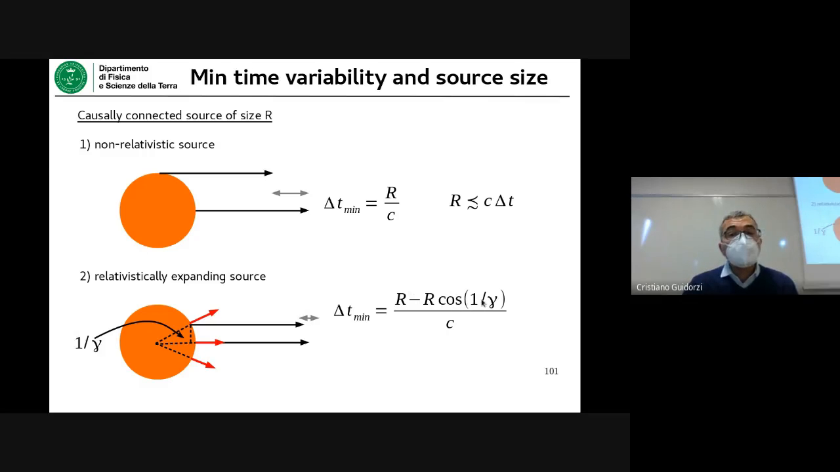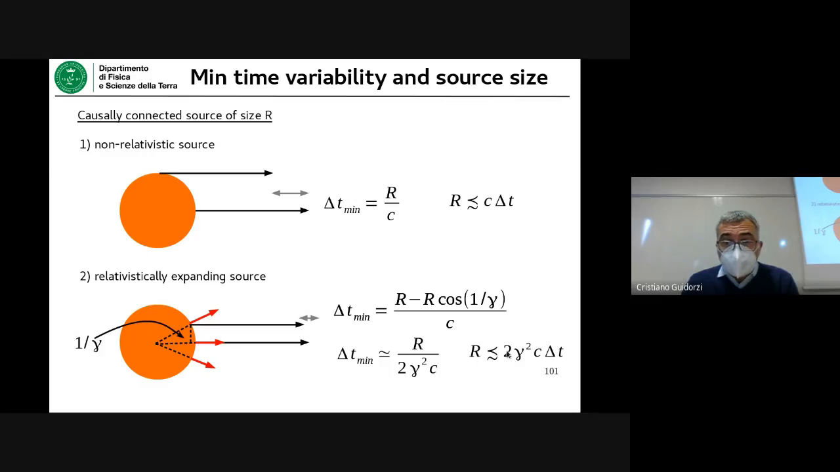But now you see, when gamma is large, you have the cosine of a very small quantity, so you can Taylor expand. The cosine becomes 1 minus 1 over 2 gamma squared. So you immediately see the delta T minimum, apart from the factor 2, has a gamma squared. This is delta T minimum. If you consider a generic delta T, it becomes greater than or equal to this.